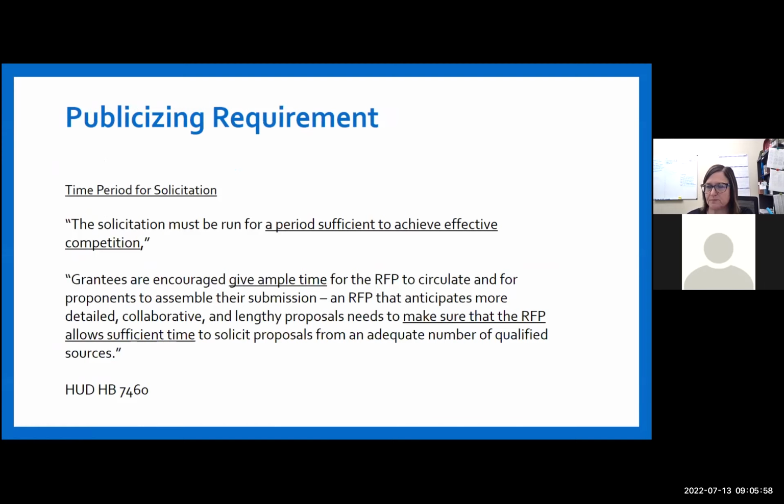So the time period for solicitation. It must run for a period sufficient to achieve effective competition, which in this case would be at least 2 bids. So the grantees are encouraged to give ample time for the RFP to circulate and proponents to assemble their submission. An RFP that anticipates more detailed, collaborative, and lengthy proposals needs to make sure that they allow sufficient time for the people responding to the solicitation to pull together the information to submit.